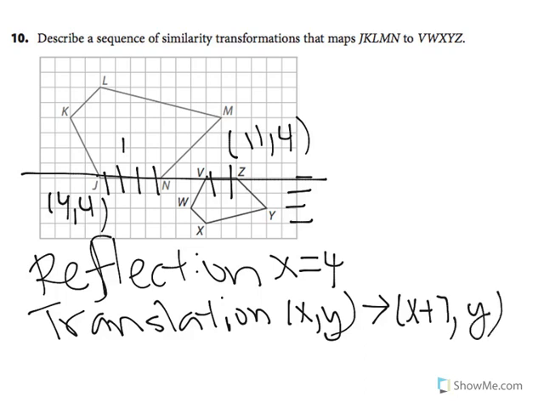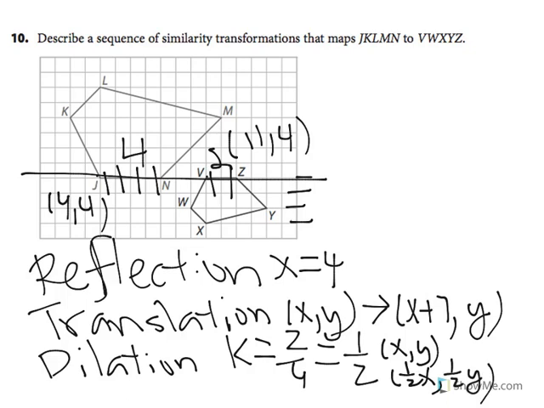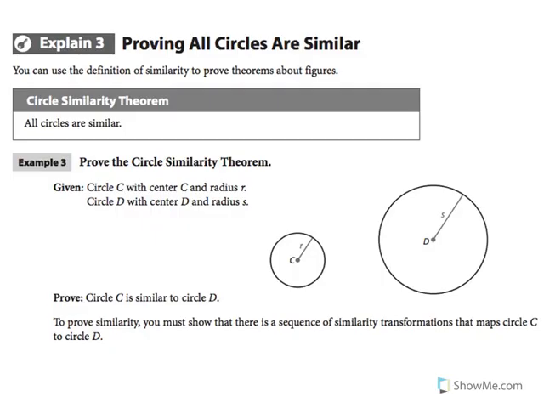And the distance from J to N is 4, this is 2, so then we have a reduction. So in our dilation, k is equal to 2 over 4, or reduced to 1/2. Okay, so let's say x, y will go to 1/2 x and 1/2 y. Right? Okay, so now let's go on to proving all circles are similar.